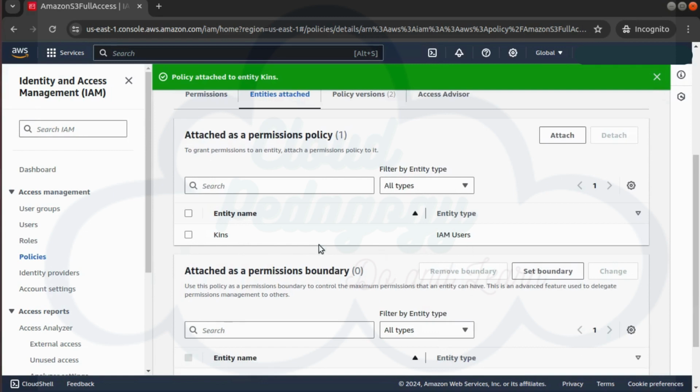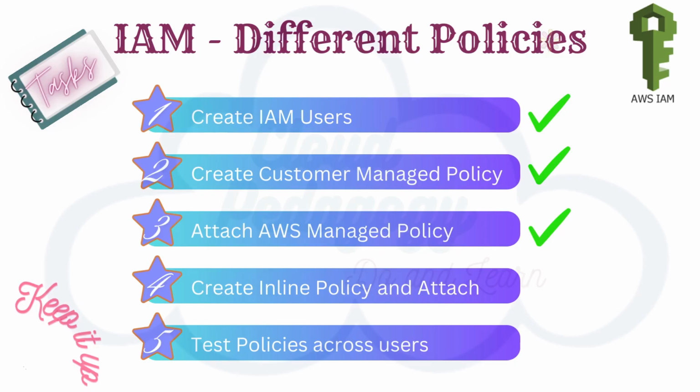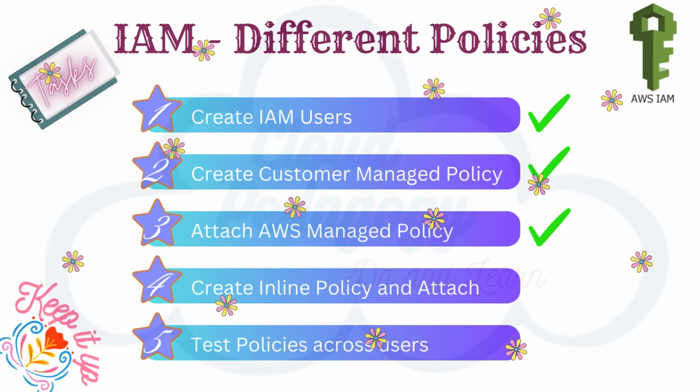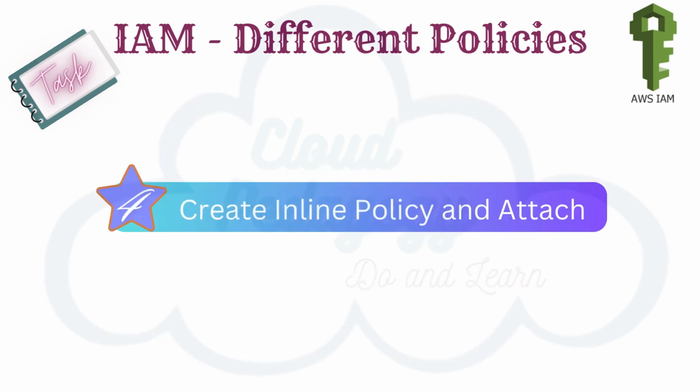Here you can see KINs is attached to this policy. Good work. We have attached an AWS managed policy to a user called KINs, and it is Amazon S3 full access policy. In the next task, we are going to create an inline policy and then attach to the user.